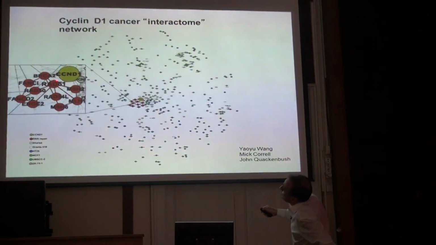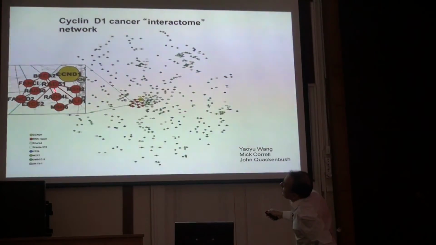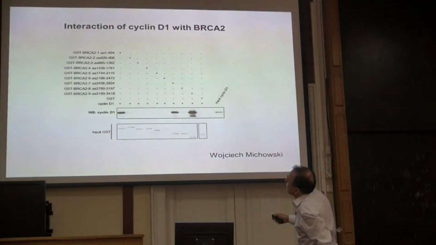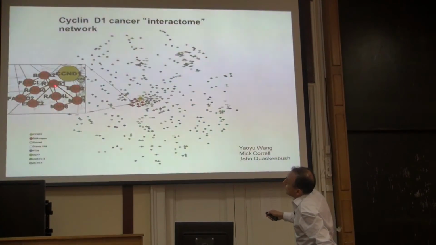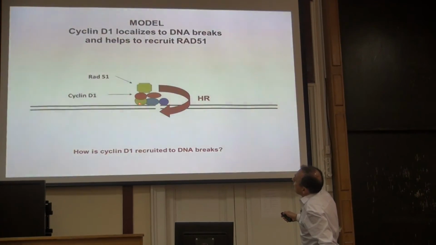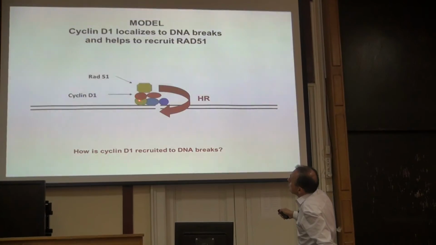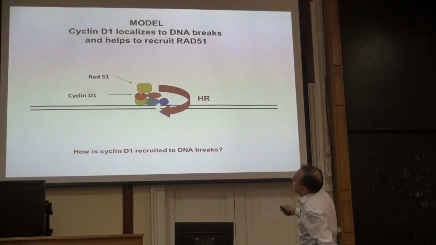Well, we went back to this network, and we found that there is a protein called BRCA2 in this interactome. This is a protein that is very early on recruited to the double-stranded breaks. We found that not only can cyclin D1 bind BRCA2 in the mass spec analysis, but there's also a direct interaction, as shown here by the purified proteins. It is known that BRCA2 is helping recruit RAD51. We are proposing this occurs with cyclin D1: BRCA2 recruits cyclin D1, and cyclin D1 recruits RAD51.